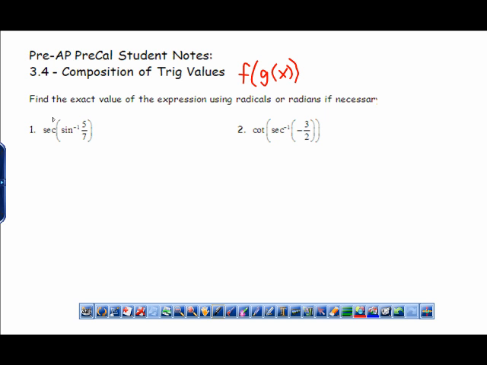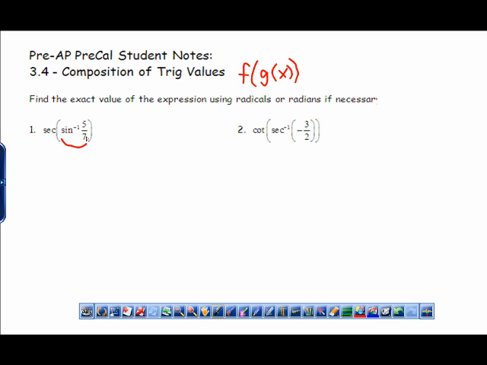But let's read the directions, make sure we understand what we're doing. Find the exact value of the expression using radicals or radians if necessary. Okay, so let's look at number 1. It says we're going to take secant of arcsine of 5/7. Now, we're always going to work from the inside out. So let's think about what this is asking us. On the inside, it's asking us to take arcsine of 5/7.